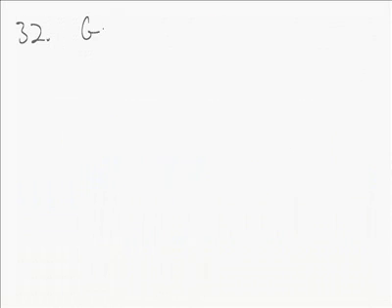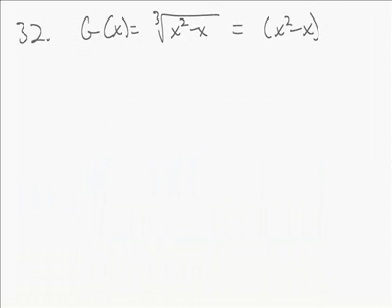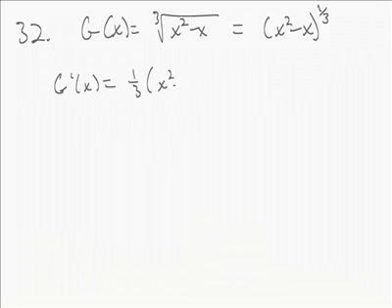Let's try number 32. We got a function capital G of x, and it's equal to the cube root of x squared minus x. Alright, so we're going to take the derivative of this, and again, as we've said, anytime you got a radical and you want to take the derivative, you want to rewrite that radical with rational exponent notation. So this will be the quantity x squared minus x to the 1/3. Let's take the derivative here. We're going to do a little chain ruling. Bring the 1/3 down in front, leave what's inside alone. Reduce the power by 1, that's a -2/3 now, times the derivative of what's inside. Derivative of what's inside is going to be 2x minus 1.